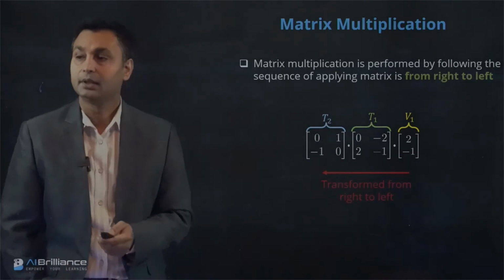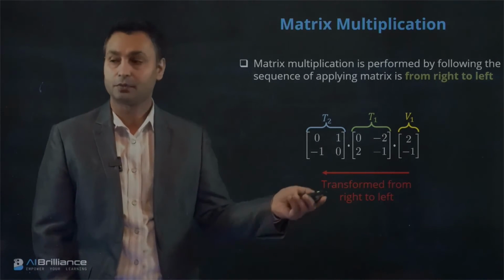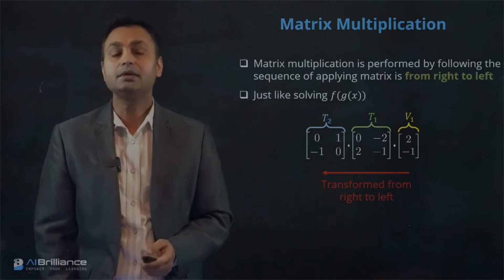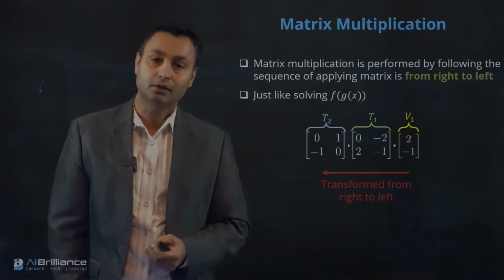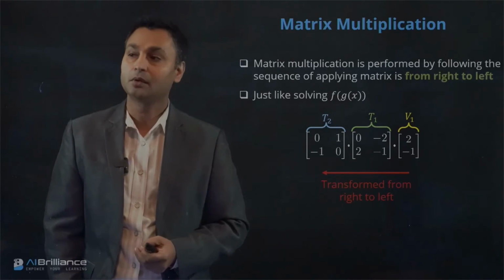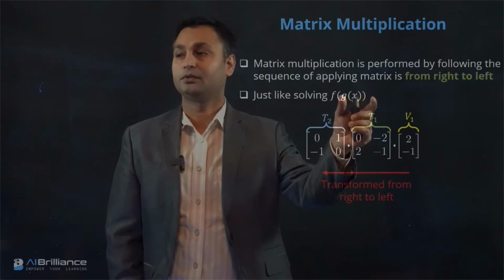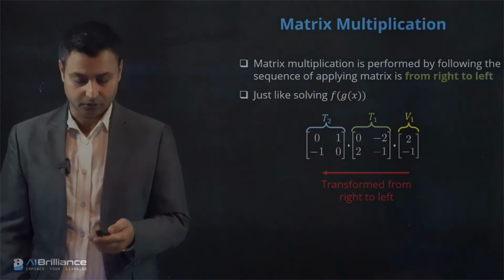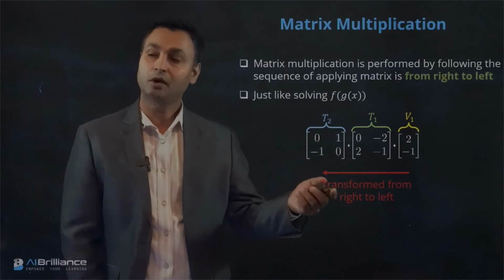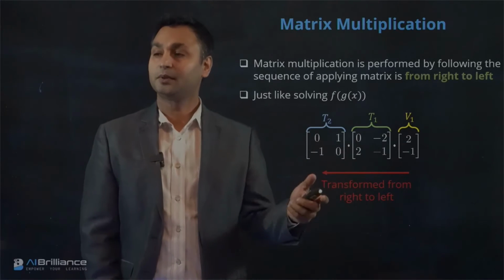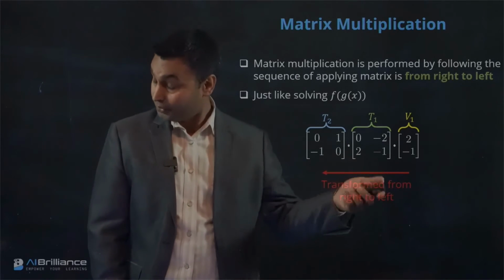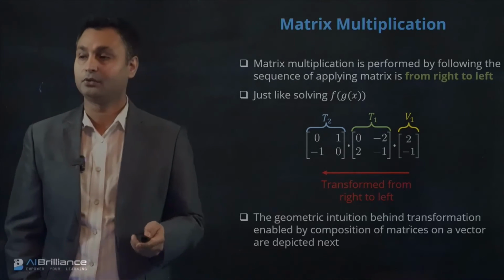Okay, so let's see how this works. Basically, it transforms from right to left, and it's similar to function composition. If you're doing function composition, you will take a function g, and whatever the transformed function is, you will compose that in function x. So it's similar to function composition. Matrix multiplication is basically transformation composition. That's the way to understand this concept.